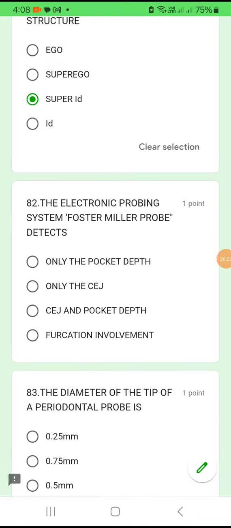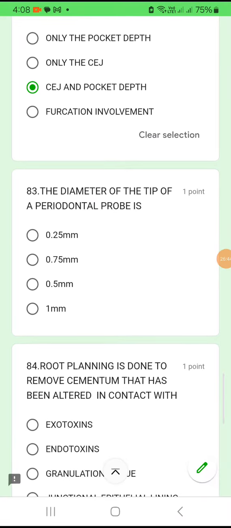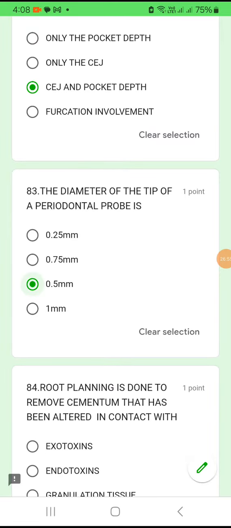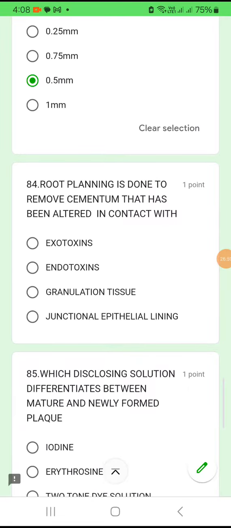82. The electronic probing system Foster-Miller probe detects only the pocket depth, only the CEJ or both the CEJ and pocket depth for furcation involvement. So since it is an electronic probing method, this method will detect both CEJ and the pocket depth. Okay, option C. Question number 83. The diameter of the tip of a periodontal probe is 0.25, 0.75, 0.5? Okay, the diameter of the tip of a periodontal probe is 0.5 mm. Okay, periodontal probe diameter is around 0.5 mm.